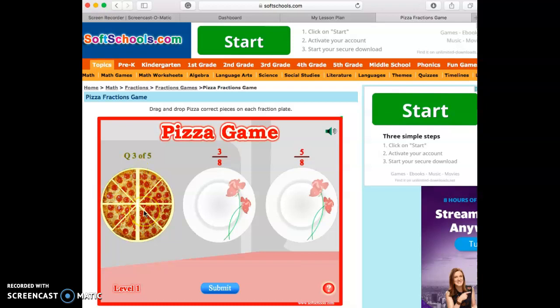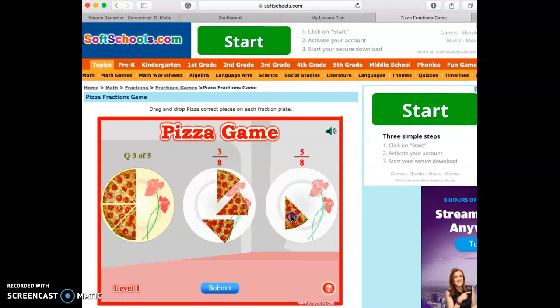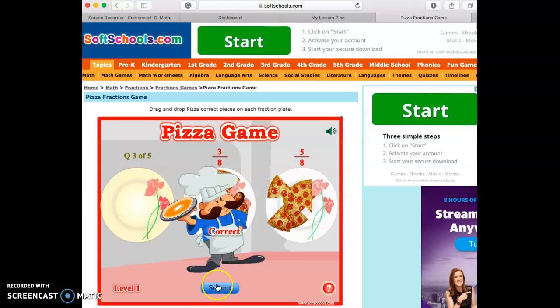This whole pizza has 8 completely divided pieces of pizza, so this plate is asking for 3/8, and this plate is asking for 5/8. So 3 out of the 8 whole pieces and 5 out of the 8 whole pieces. We're going to go ahead and drag 1, 2, 3. So that's 3 out of the 8 whole pieces, and this is going to be 3/8. And then we're going to do our next plate. 1, 2, 3, 4, 5. So that's 5 out of the 8 whole pieces of pizza that we had, and it's going to be set as 5/8.